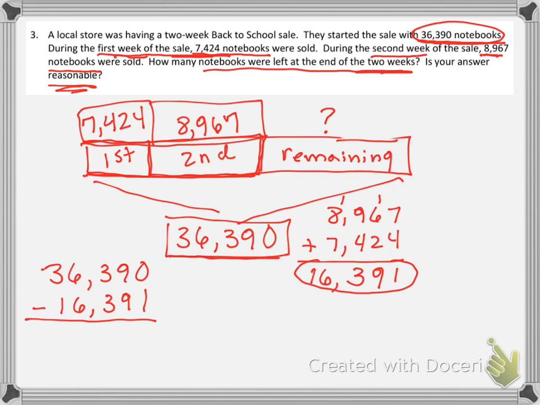So start with the ones. 0 ones take away 1 one, can't do, so we need to go take 1 from the 10 from the tens, and now you're left with 8. And you bring the 1 over, so now there's 10 ones, take away 1 one, we can do. But 8 tens take away 9 tens, we can't do, so we need to go to the hundreds and take 1 from them, and you're left with 2. And the tens become 18 tens.